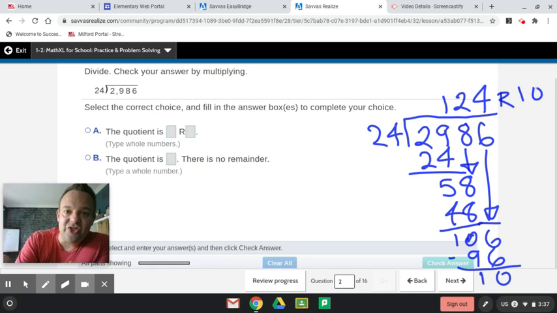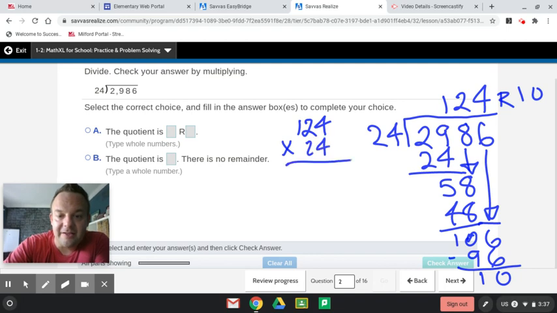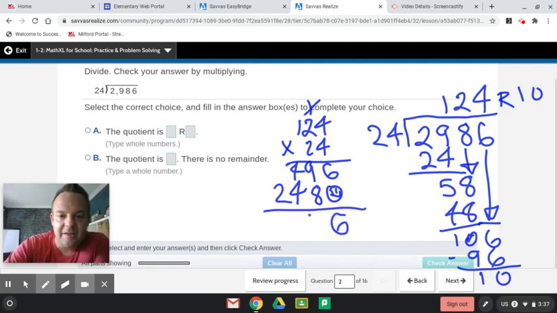And here's how you check it, guys. This is so important. You will see this on quizzes and tests asking you how to check it. So it helps to do it. So 124 times 24. Let's see what that is. All right, here we go. 4 times 4 is 16. 2 times 4 is 8, plus 1 is 9. 4 times 1 is 4. Now we add a placeholder 0 here, and we go 2 times 4 is 8. 2 times 2 is 4. 2 times 1 is 2. Add those up, and we get this.